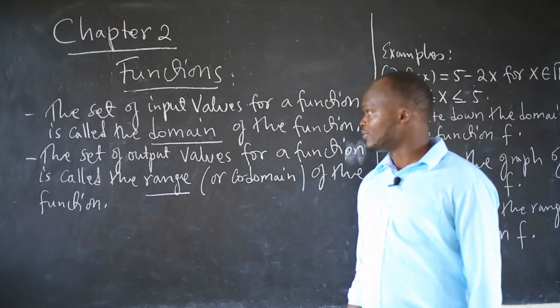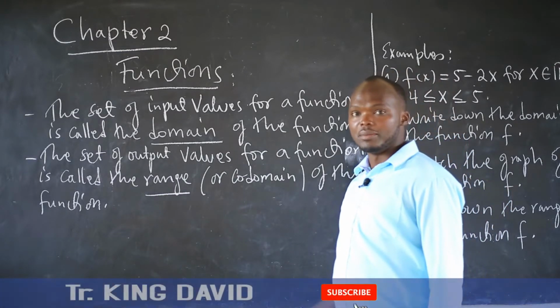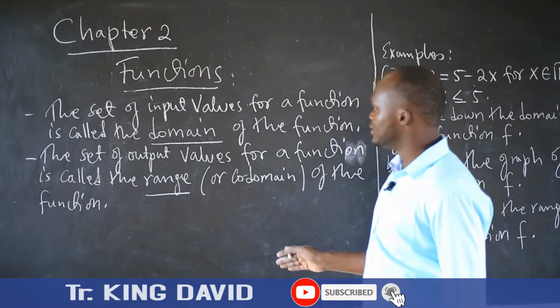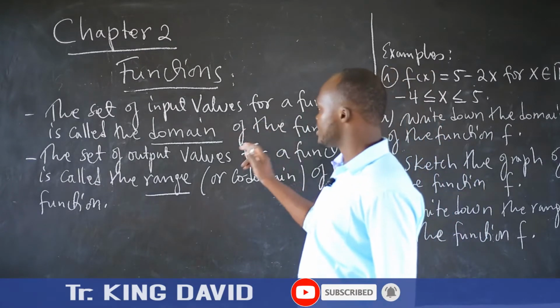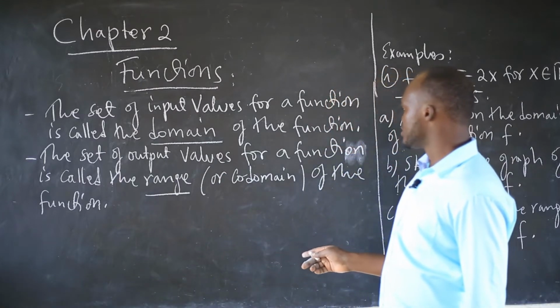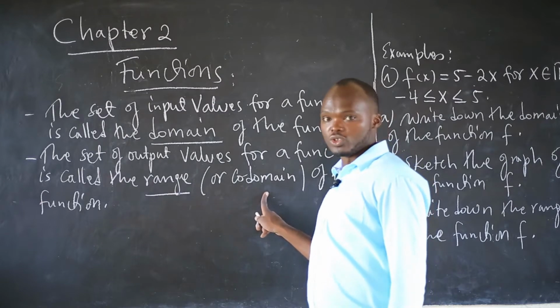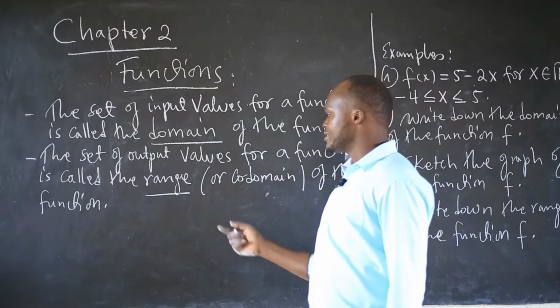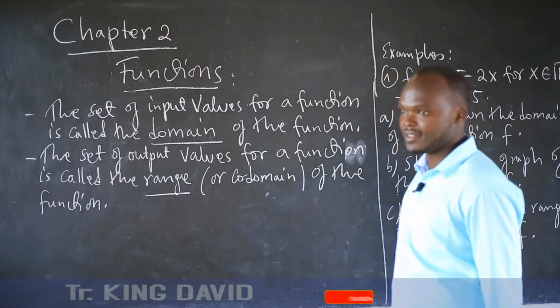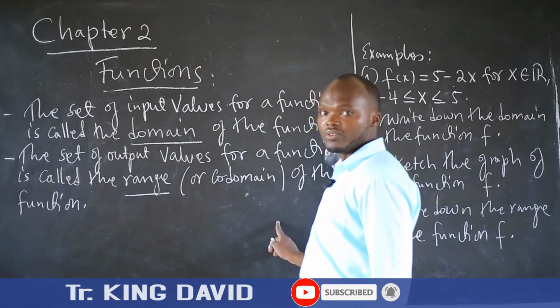So let us proceed from there. As I've been telling you, the set of input values for a function is called the domain, and the set of outputs is called the range. Range is also called the codomain, or the image.